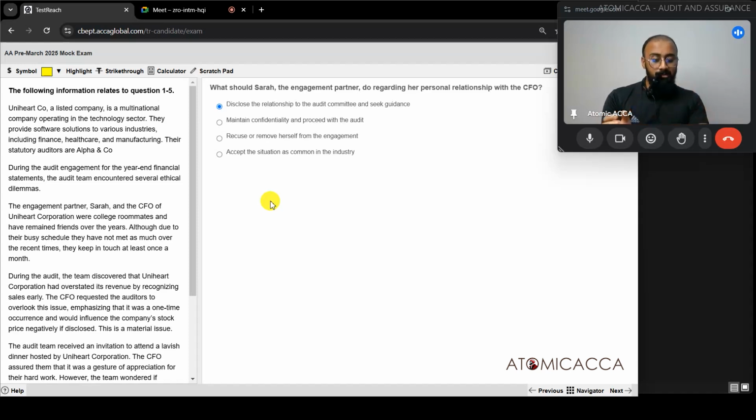between these friends. But on the other hand, recuse or remove herself from the engagement. If Sarah moves away from the engagement and maybe some other engagement, or another partner comes on top of this, that means the audit will continue, everything will go smooth, the client will still remain as the client of the audit firm, and that familiarity threat is gone because they both are not going to meet each other anymore. Which means C will be the answer over here that's going to meet the conditions, or it is going to solve the familiarity problem. So we go with C in this question.